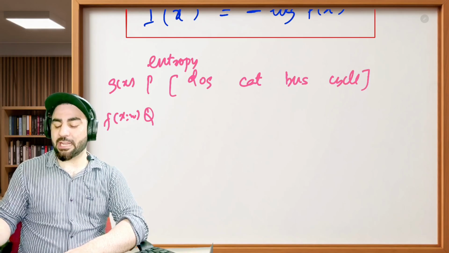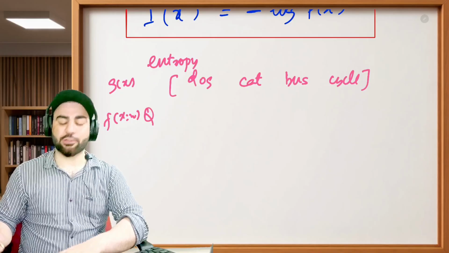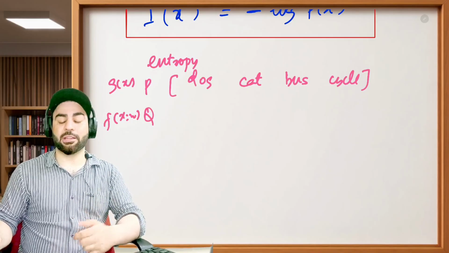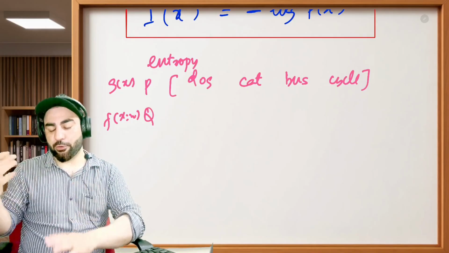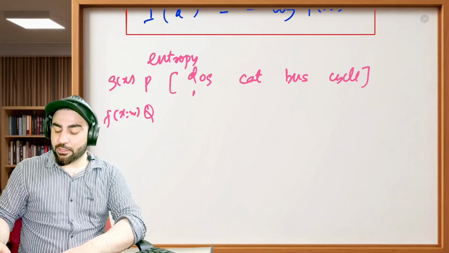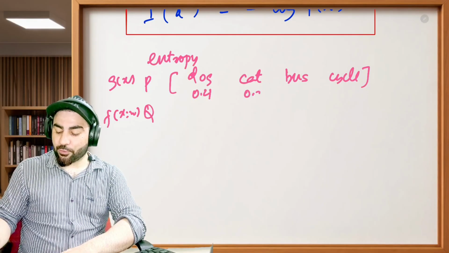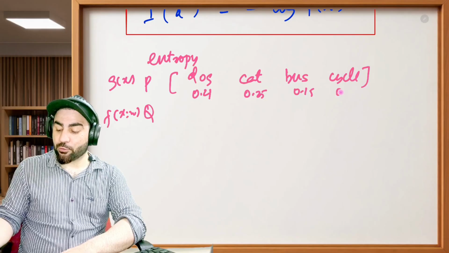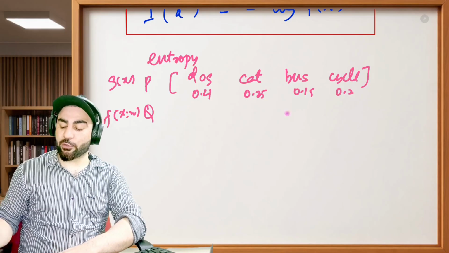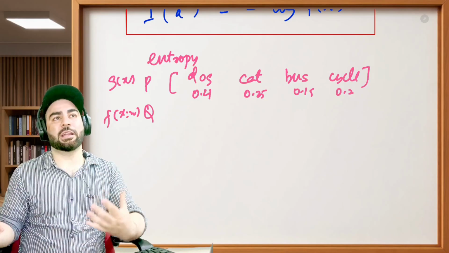These are the class images that were given to you, and they will follow some probability distribution. Let's suppose in those images, if you know the real sample, the dog is occurring 0.4 times, then 0.25 times, 0.15 times, and 0.2 times. So this is the probability distribution, and you are trying to estimate this probability.